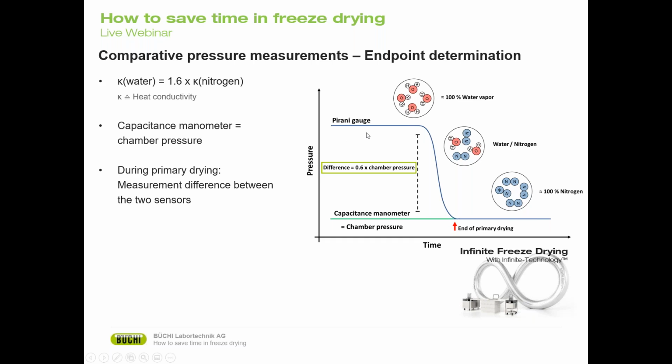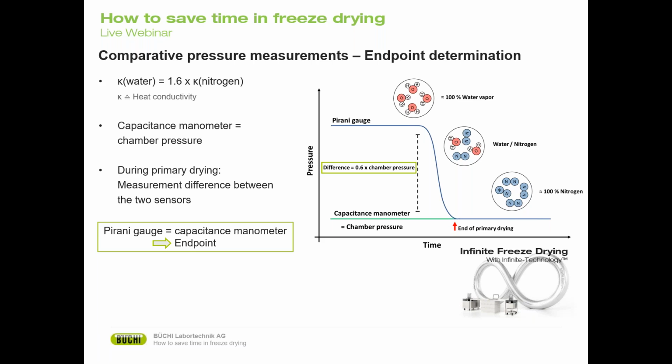Now that results in a difference between the two manometers of about 0.6 times the chamber pressure, which you can see here. When the sample dries, of course, there's no more water vapor going to the atmosphere. The gas composition changes from 100% water vapor to 100% nitrogen, and the Pirani gauge falls back into its calibrating conditions. Therefore, ideally, when the sample is dry, the Pirani gauge and the capacitance manometer should display the same pressure again, which then determines our endpoint.